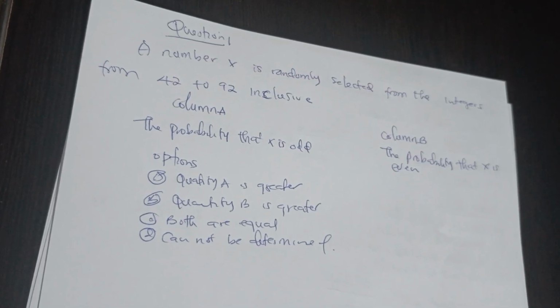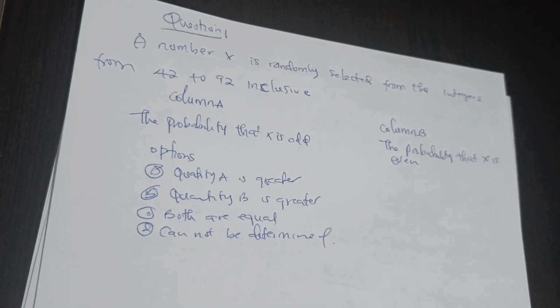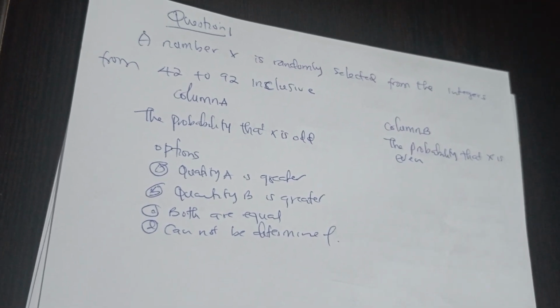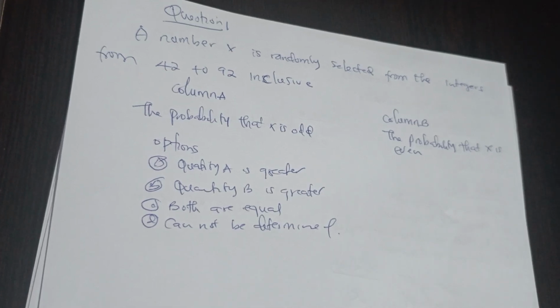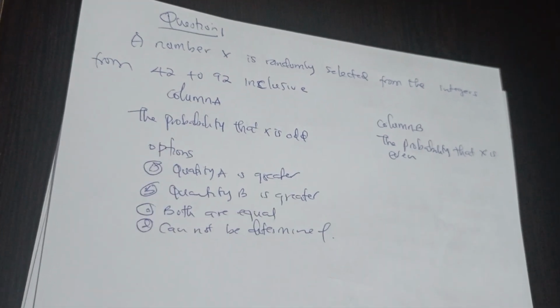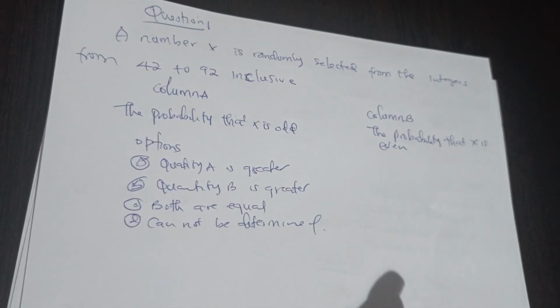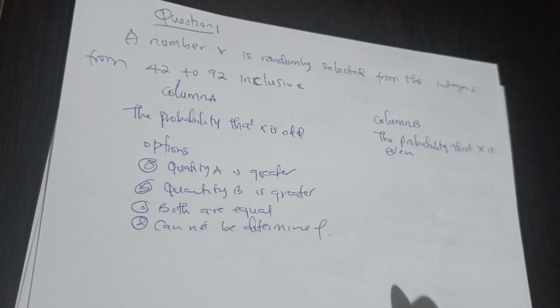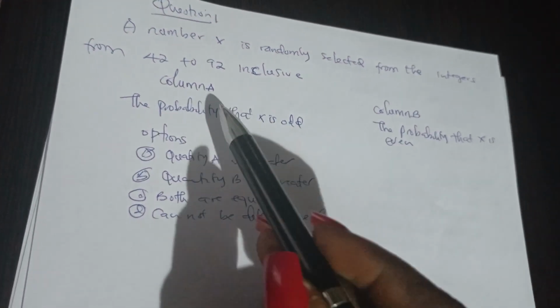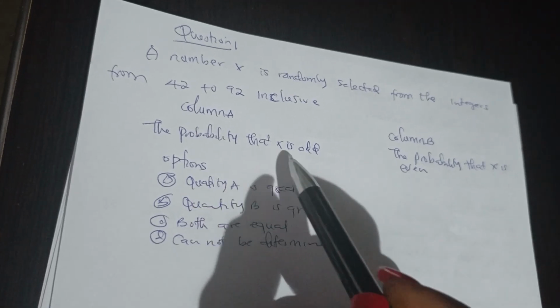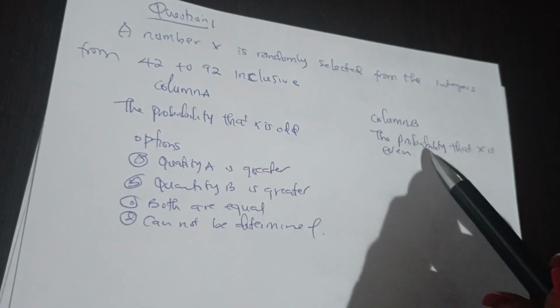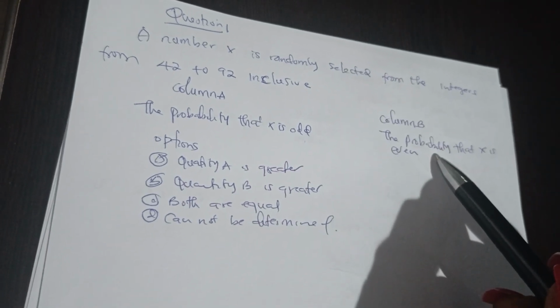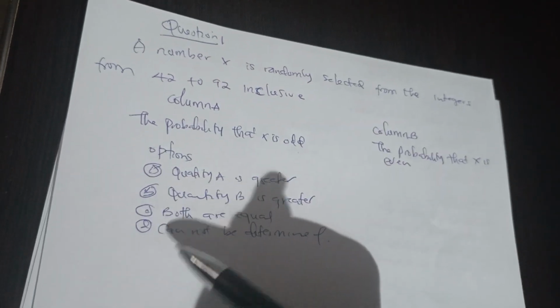Now, a number x is randomly selected from the integers from 42 to 92 inclusive. Now we have two columns. I'm sure if you are preparing for your exams, you must have come across this type of question where we compare quantities, right? So column A, the probability that x is odd, and column B, the probability that x is even. Now we have options here.